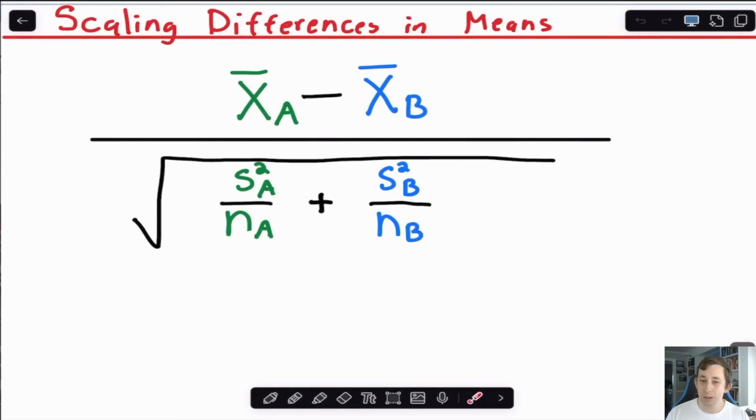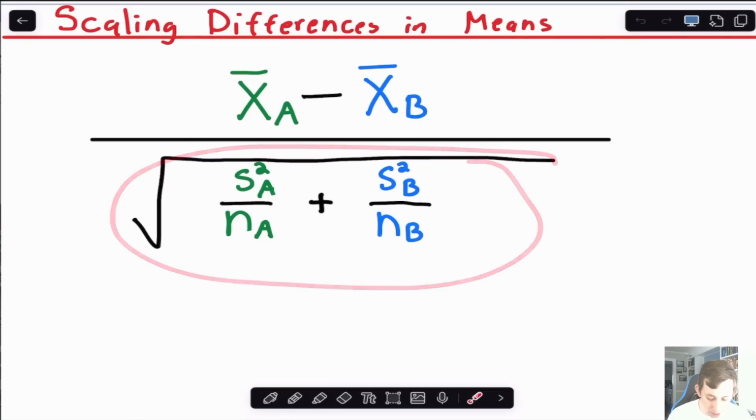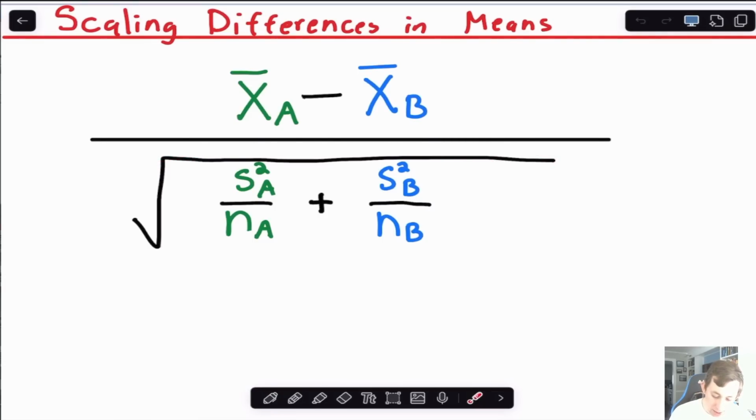So what we're going to do is come up with a scale difference in means that takes into account how big the variance or standard deviations in our samples are. So now I've got the difference in sample means, and I'm just going to divide it by the square root of the sum of the variances, where each sample variance I'm going to divide by the number of observations that I have in each sample.